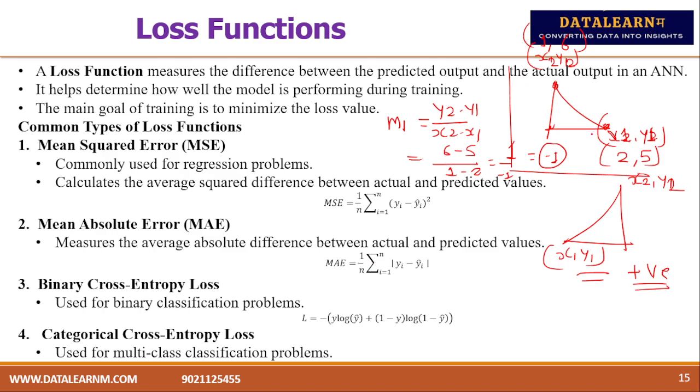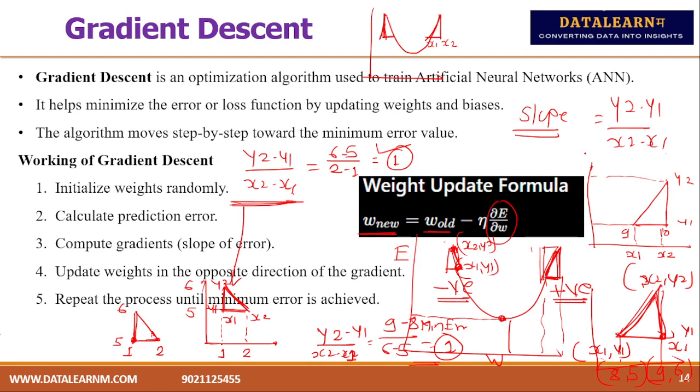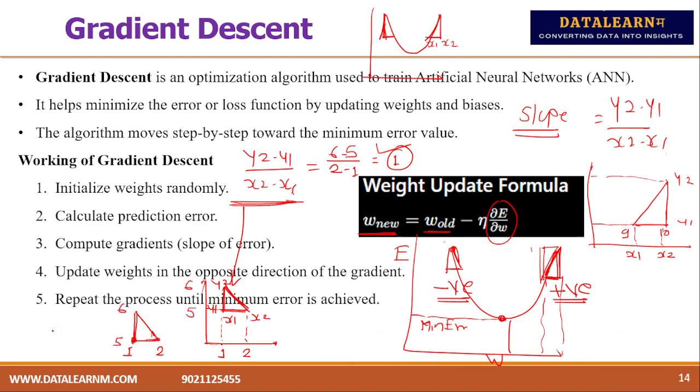I have taken the value in the same fashion for a curve. You can reverse it like x2 y2, x1 y1. Here also x2 y2, x1 y1. You'll get negative slope on one side, positive slope on the other side. That's the thing I want to clear. Is it okay? Yes, sir. Fine.